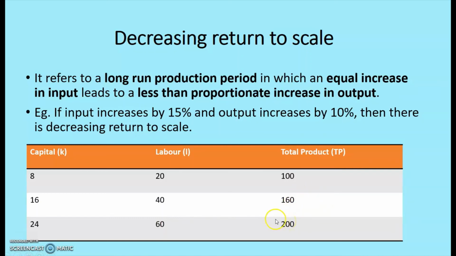So realize that the difference between 100 and 160, we have 60. And that of 160 to 200, we have 40. So realize that although the total product is increasing, it is increasing at a decreasing rate, or at a lesser rate. You realize that the increase was 60 and then it decreased to 40. So it is increasing, but the rate at which it is increasing falls. That is the decreasing return to scale.